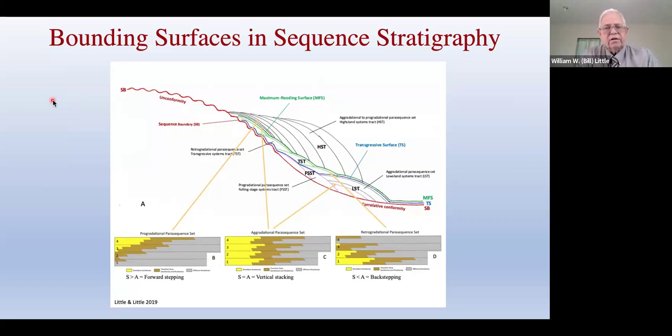The primary surface in a sequence is the sequence boundary, but there are other significant surfaces, such as the transgressive surface and the maximum flooding surface. These bound packages of sediment that we often refer to as stacking patterns that can step basinward, step back toward the source area, or stack vertically. But in each case, these deposits are separated by a bounding surface that represents a significant amount of time that is not recorded.